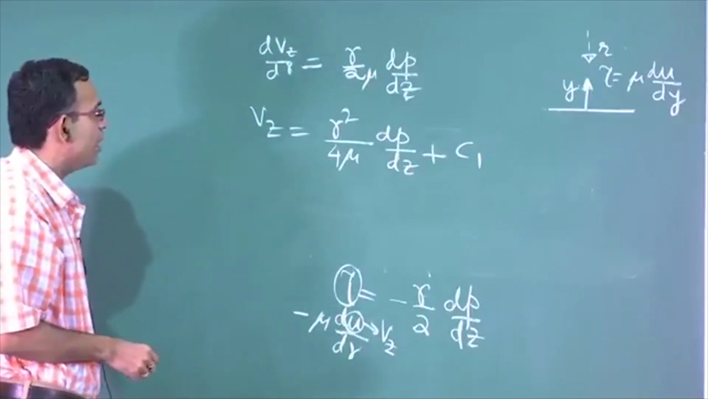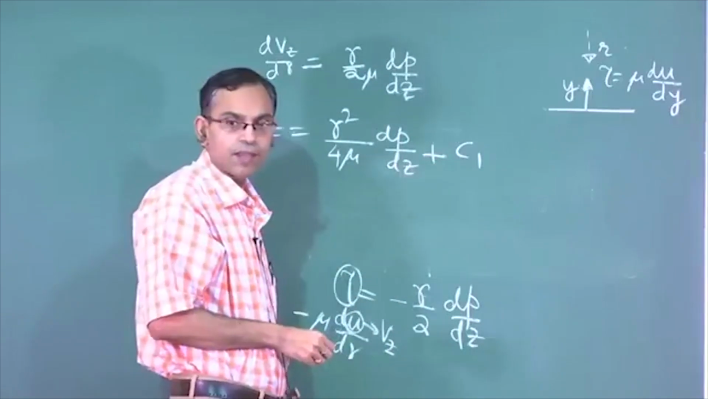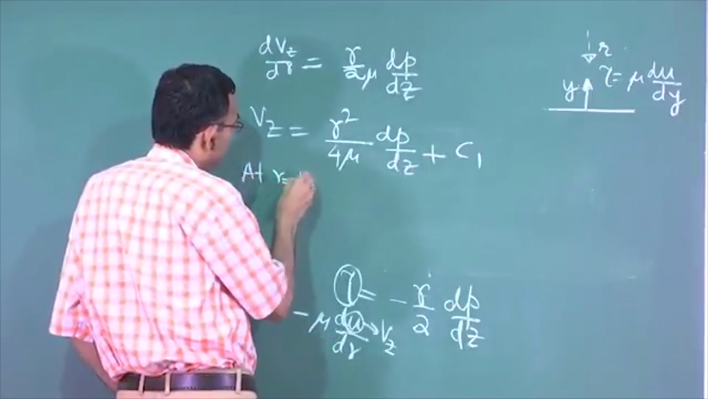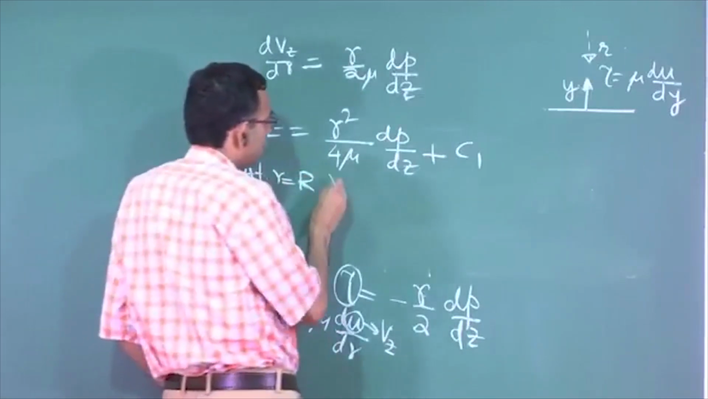So how do you get C1? You get C1 by noting that at small r is equal to capital R, which is the solid boundary, you have Vz equal to 0.